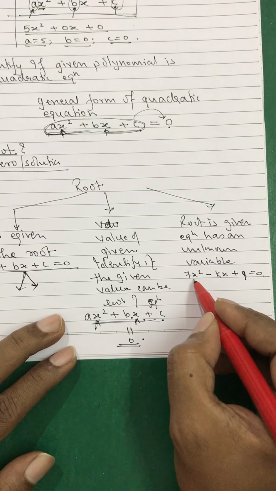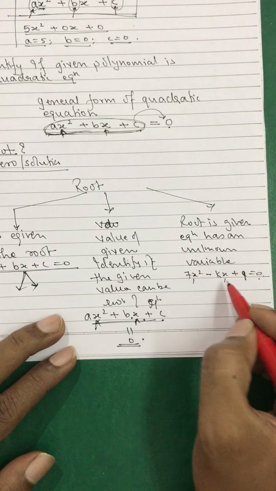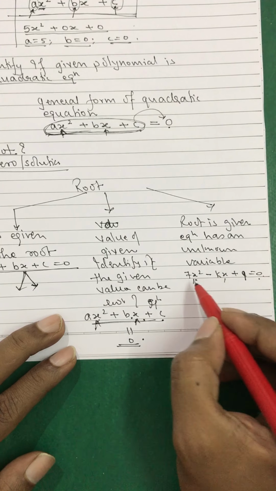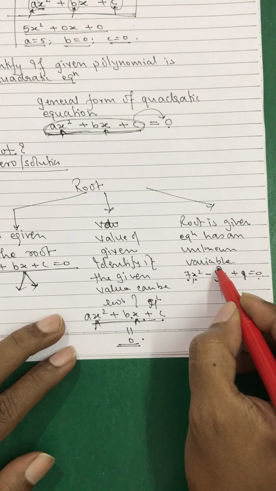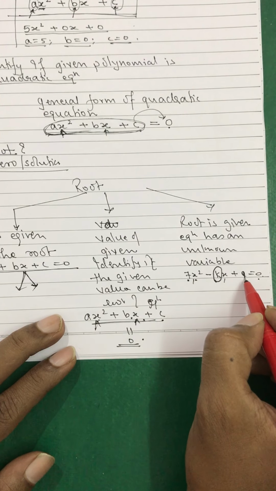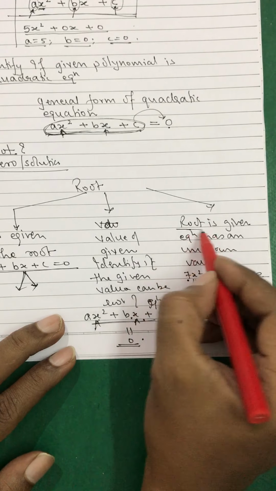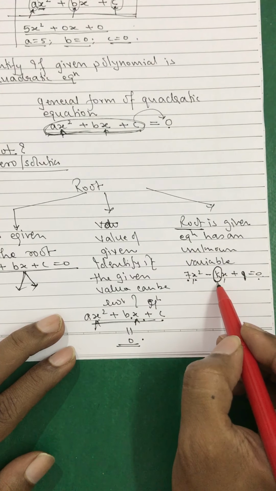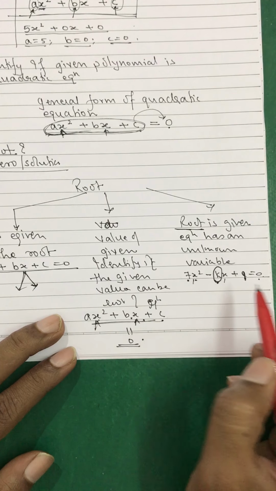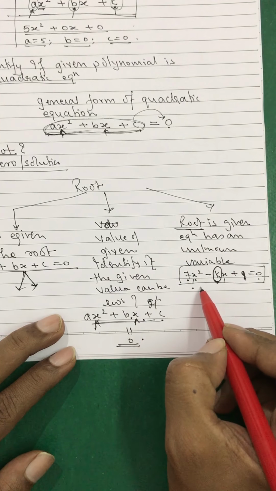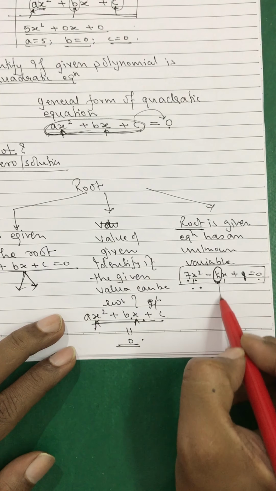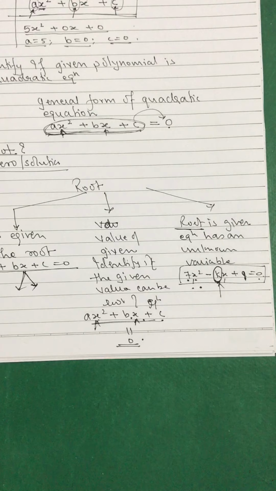Now, this equation is in the form of x. 7 is the coefficient of x square, but k is not known, 9 is there. And the root also is given, and you have to find the value of k. At that time also you are going to use the full equation. You substitute the given value in this equation, and then you will get the value of k. These are the three types of questions based on roots of the equations. This much you have to understand, my dear students.